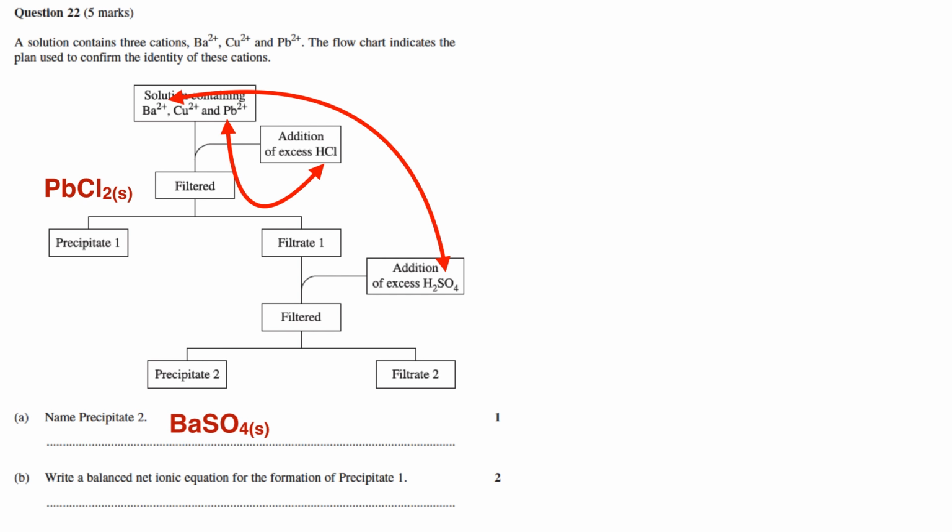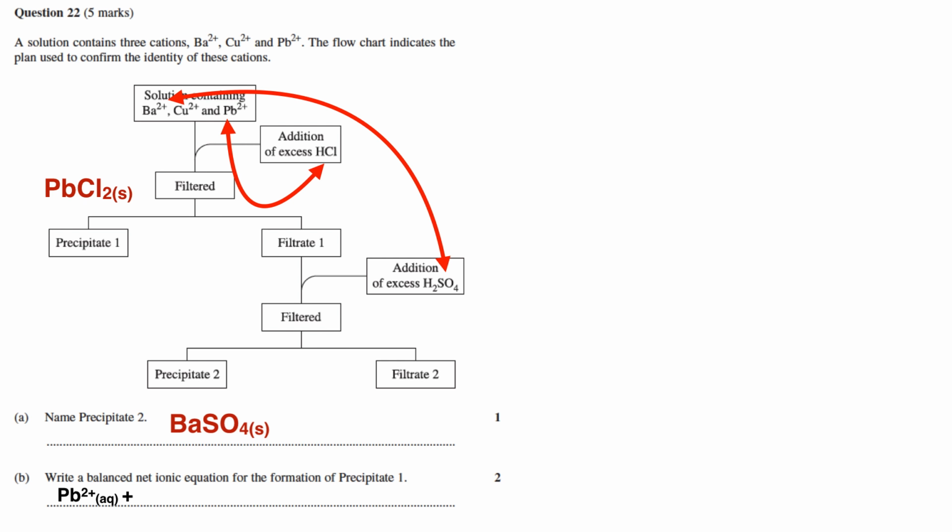Part B of the question says, write a balanced net ionic equation for the formation of precipitate 1. So we're going back here to precipitate 1 and we want to show how lead chloride formed. It was precipitate 1 because chloride was added to a solution and a positive precipitate reaction occurred. So how would we write that?